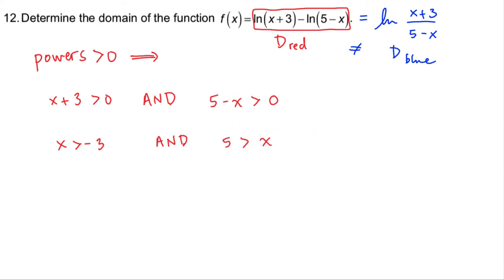Because of the "and," we have to consider the intersection of those two sets. One I will make green, and the other one I will make purple. So the purple set is when x is to the left of 5. The green set is when x is to the right of negative 3. And because it's not enough for one power to be positive and not the other, they both must be positive, we have that the set that is in the intersection is between negative 3 and 5.